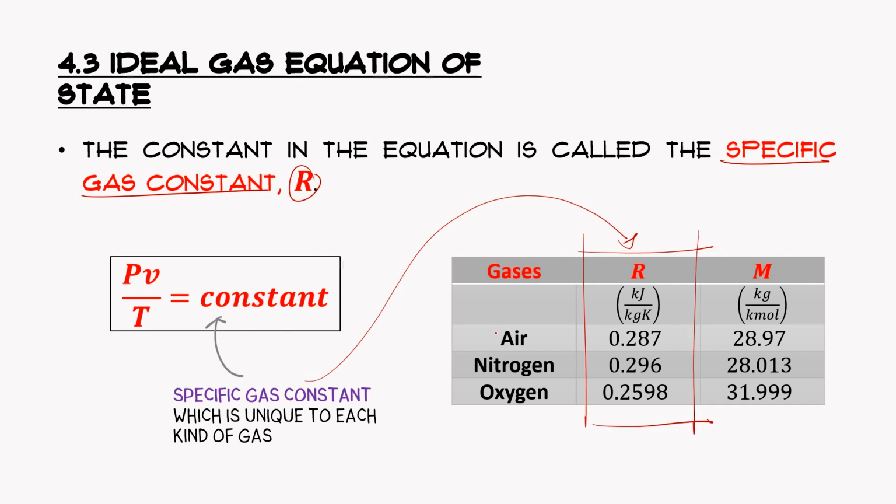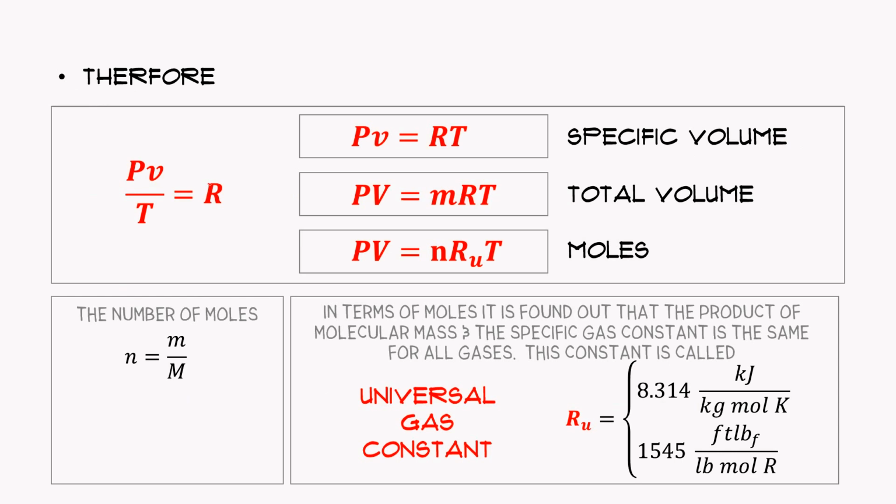For gases, say air, here's the value of the specific gas constant, 0.287, and the unit is kilojoules per kilogram Kelvin. I have also included here the moles. Then for nitrogen, we have another value for the specific gas constant. That means the specific gas constant is unique for each type of gas. So PV over T is equal to constant, and if we replace that constant by R, we can express this in various forms.